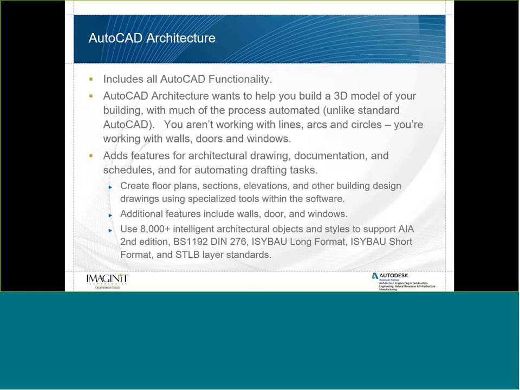And then there are an additional 8,000 plus intelligent architectural objects and styles to support either AIA Standard 2nd Edition, the BS 1192, DIN 276, ISO, and STLB layer standards, in long format and short format. So a lot of the stuff in AutoCAD Architecture already out of the box includes your AIA standards or whatever it is that you currently use, and most likely you're not going to have to do a whole lot to continue to use this information and have drawings that come up as standard drawings for you.